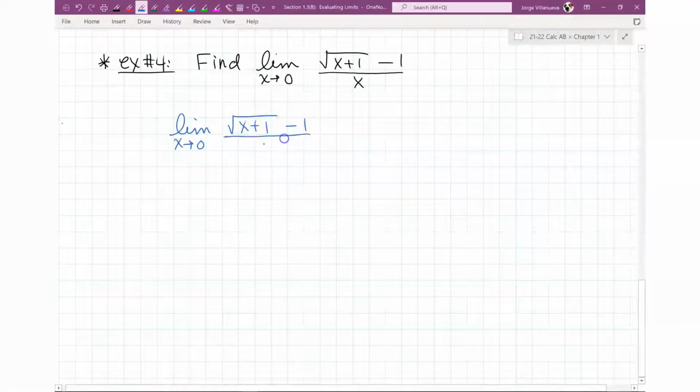So the limit as x goes to 0 of the square root of x plus 1 minus 1, over x. I'm going to multiply this by the conjugate of the numerator. Remember, conjugate means the same thing, just the middle sign is opposite, right? So if it's a minus, we put plus. If it's a plus, we put minus.